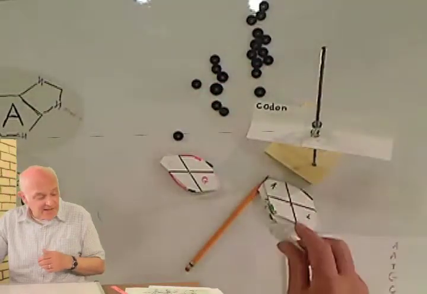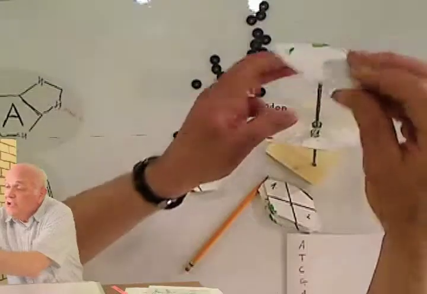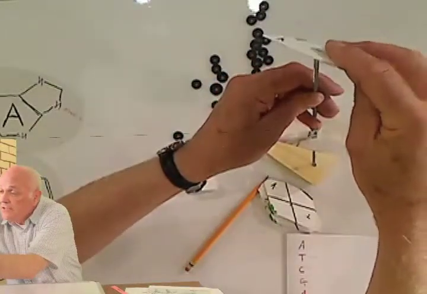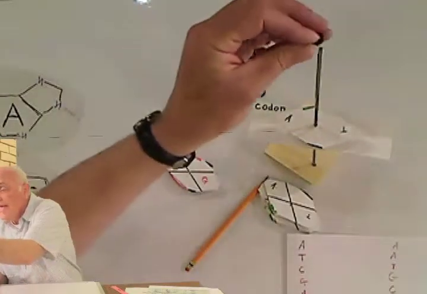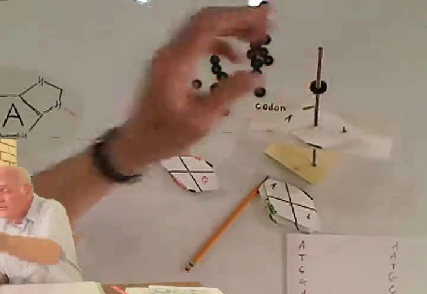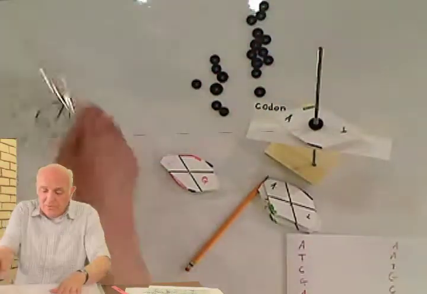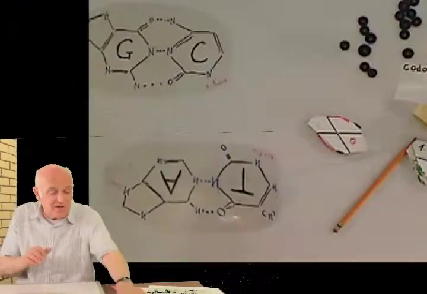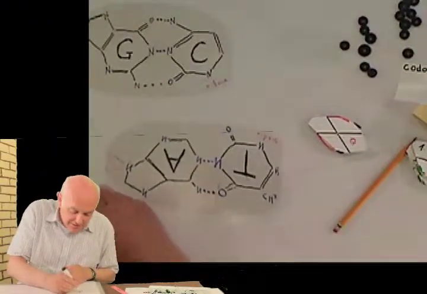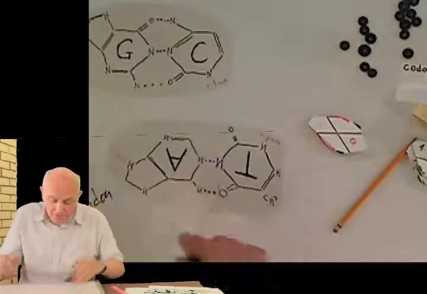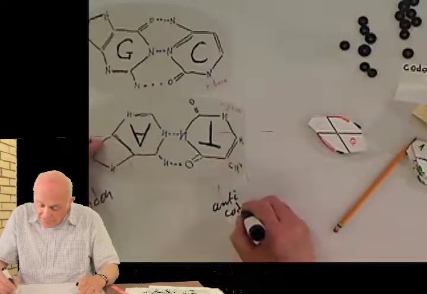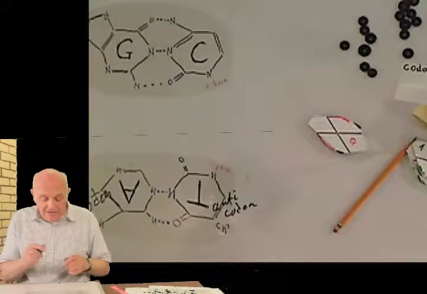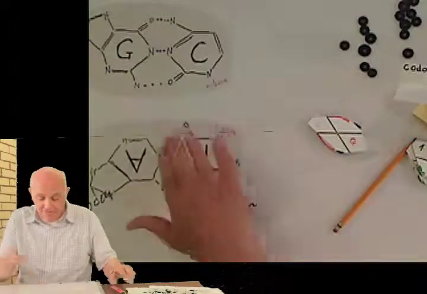So let's start with adenine. Adenine, let's call it black stripe down for adenine. Okay, so adenine is black stripe down. So we have adenine black stripe down. Let's put the codon over here, the anticodon over here. So adenine is the codon.